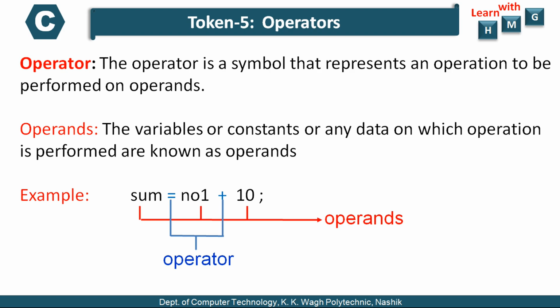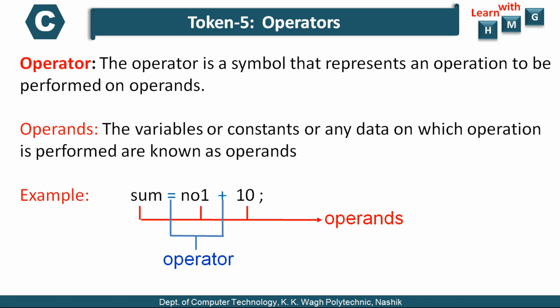First of all, the addition operation is performed using the plus symbol, that is NO1 will be added with 10. Whatever result is generated will be assigned or stored into some variable. So these are the two operations, and like this, whenever you are performing any operation through any mathematical expression, you will require operators and operands.